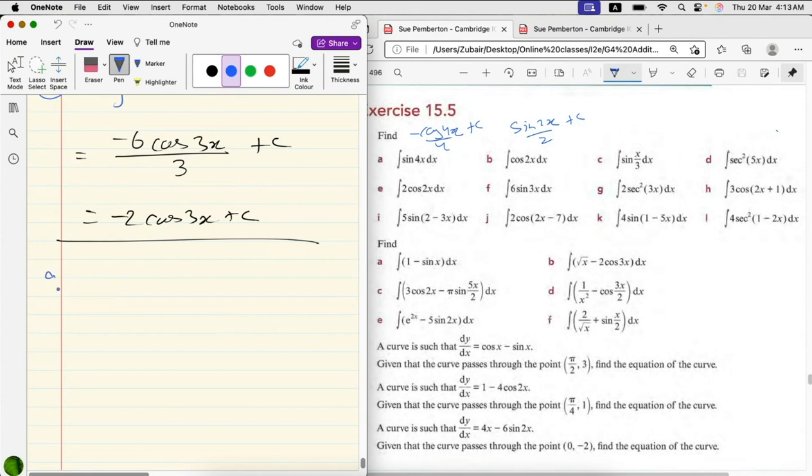G part. So the integration of secant square was tan. Integrating 2 secant square 3x dx: integration of secant square is tan x, and differentiation of 3x is 3, plus c.